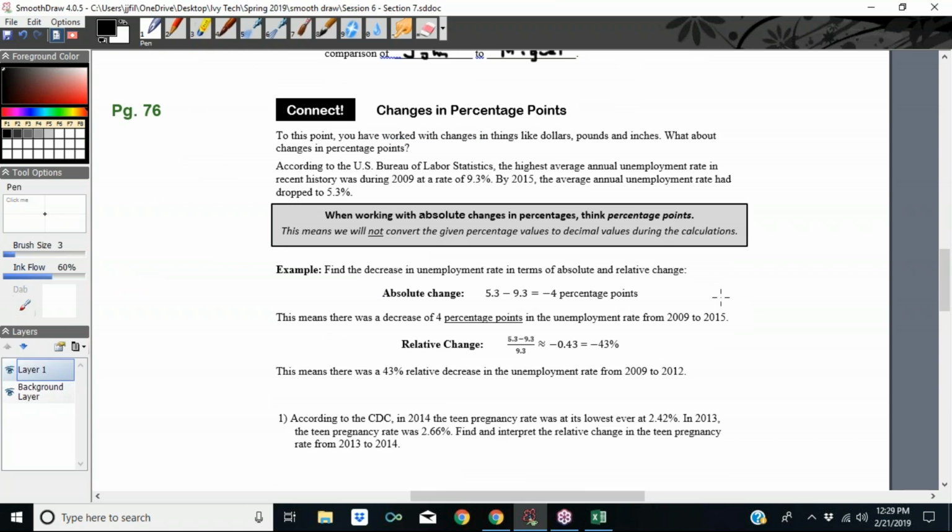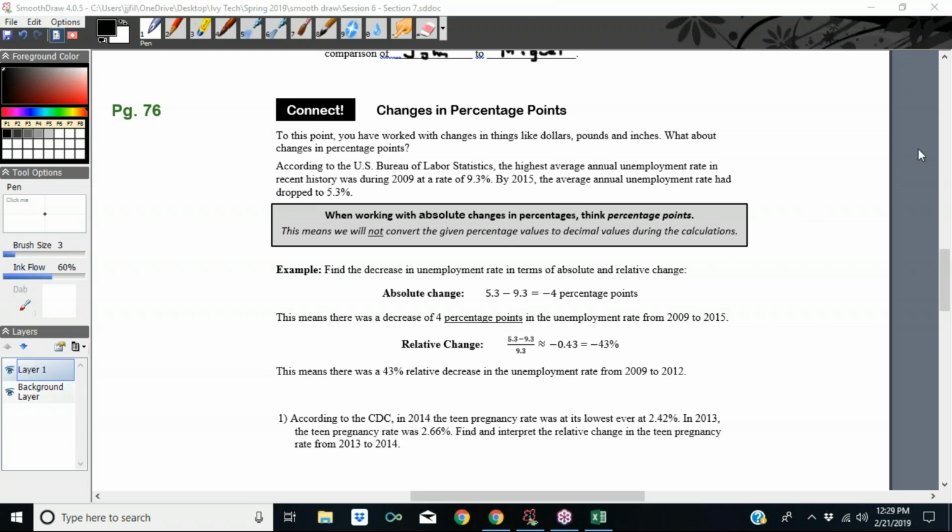All right. Any questions so far? Very good then. Let's look here at page 76. So roll over to page 76 with me.